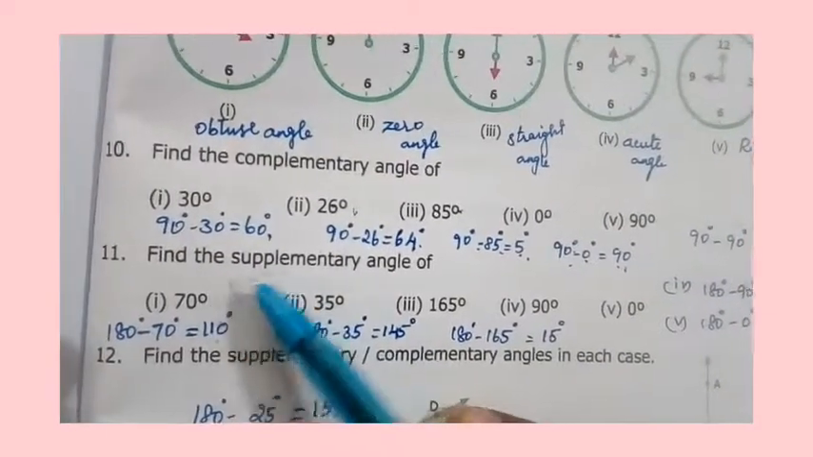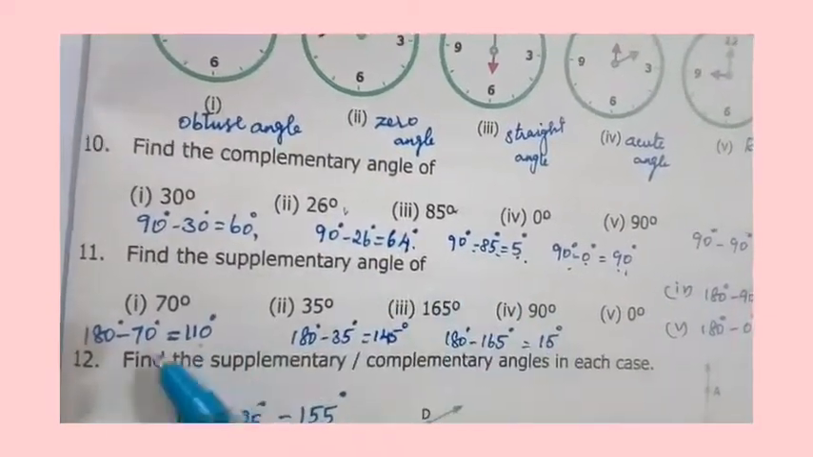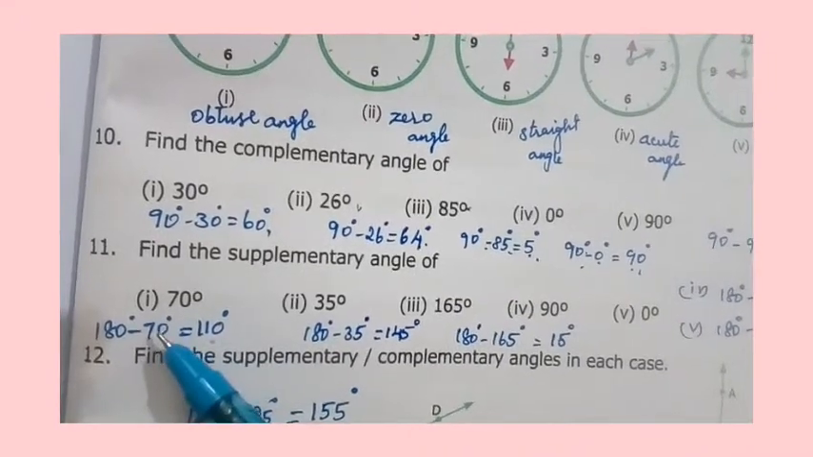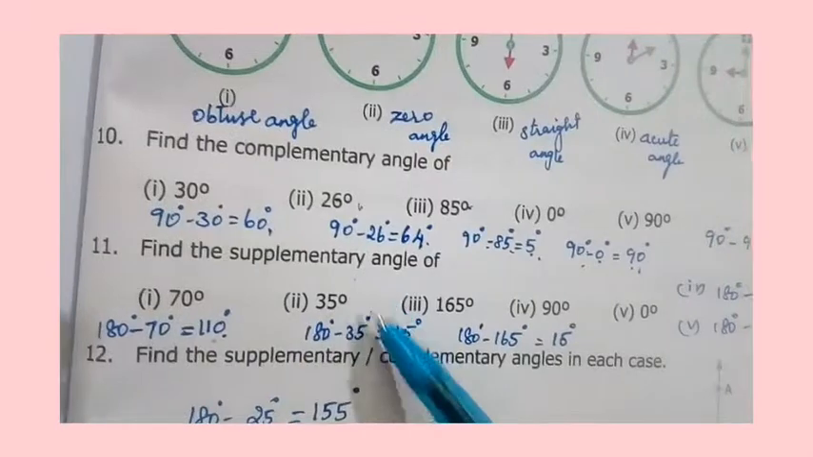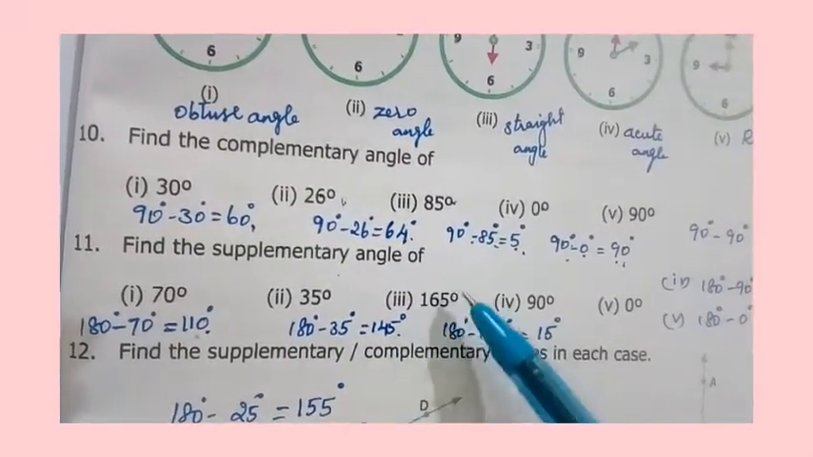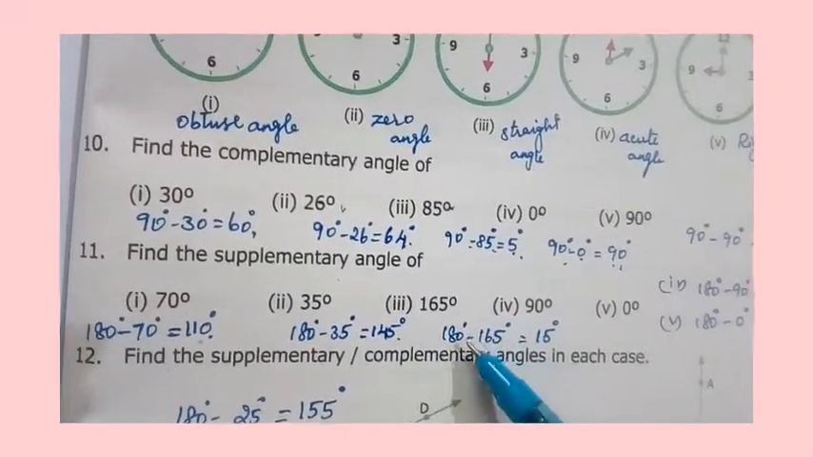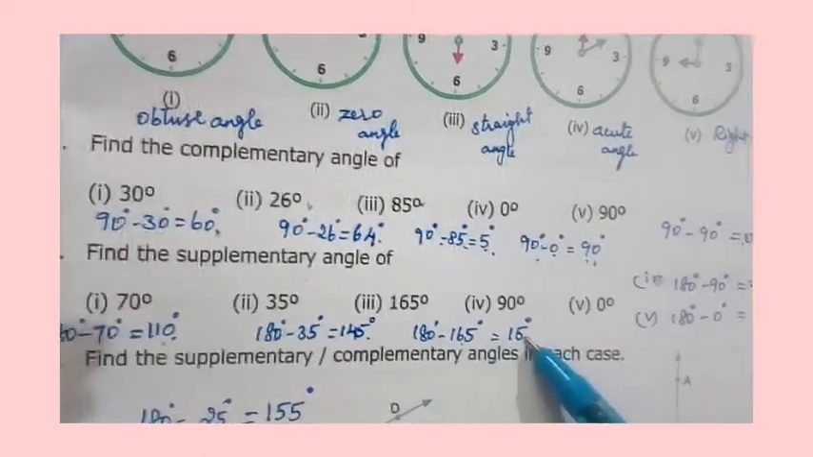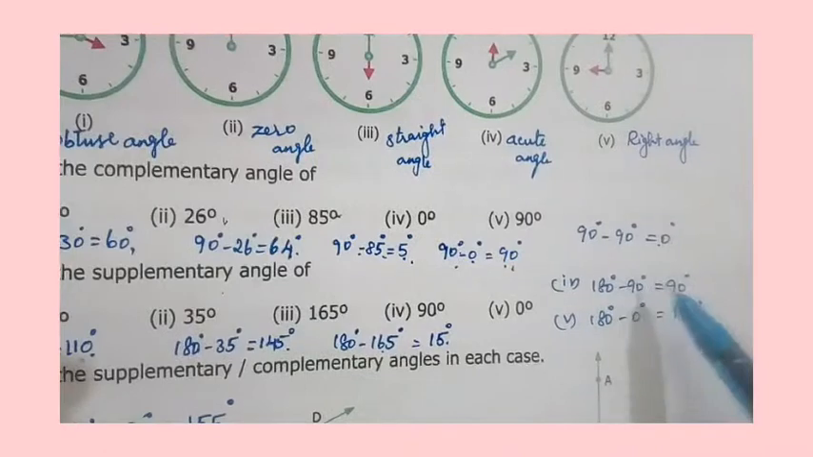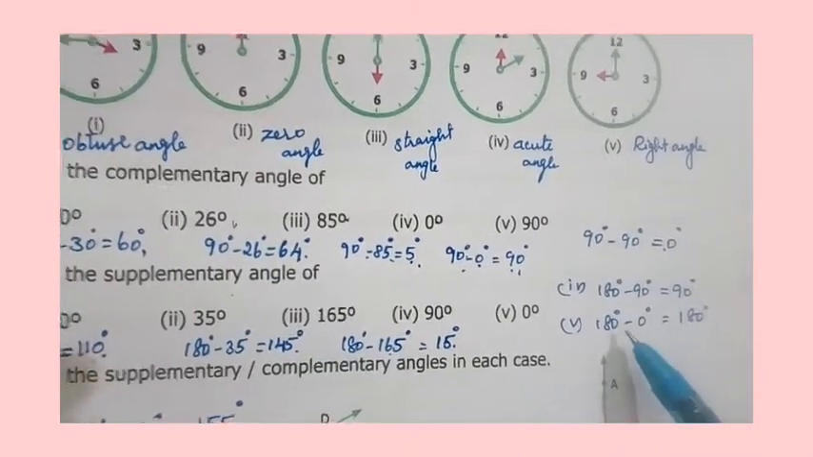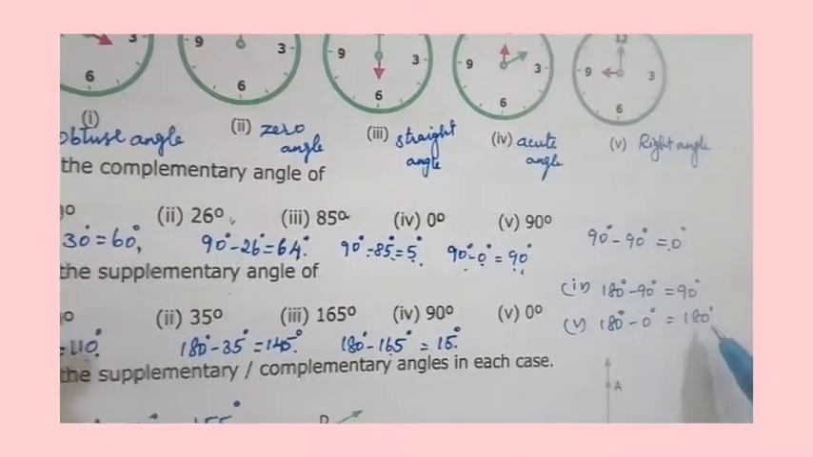Next, the 11th one, find the supplementary angle. Supplementary means you have to subtract from 180 degrees. So 180 minus 70 is 110, 180 minus 35 is 145, and 180 minus 165 is 15 degrees. Next, for 90 degrees, 180 minus 90 is 90 degrees.